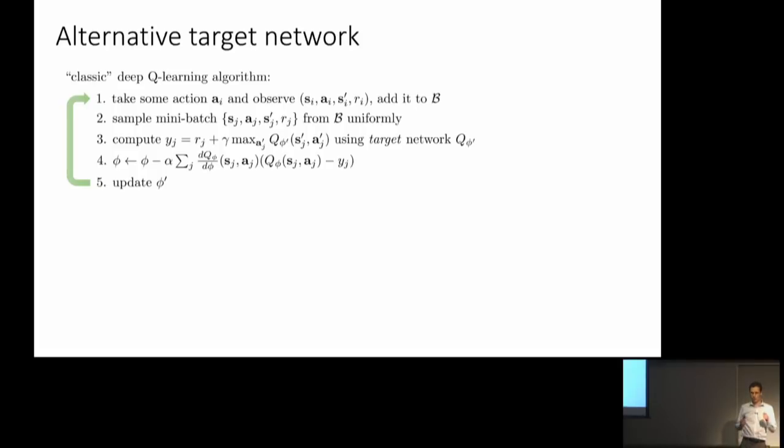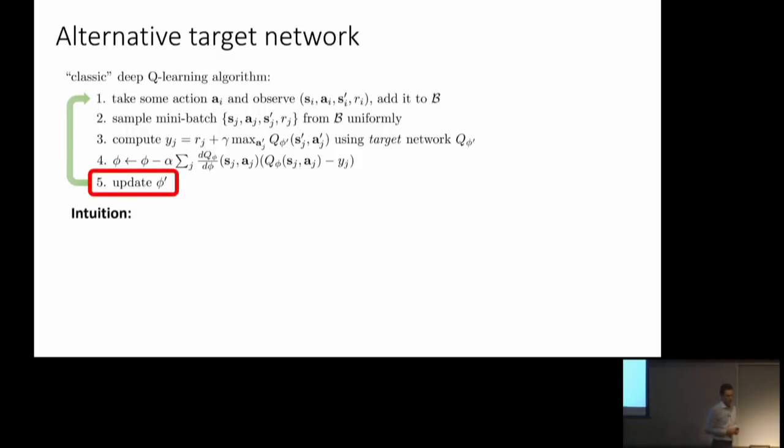Now, there are other ways to accomplish this goal of trying to stabilize the target values. The goal is just to make sure that the right-hand side of this regression, this y_j, isn't changing very rapidly. And there are other ways to do that. There are other ways to damp out the updates to the target values. So instead of just flipping the target value every, let's say, 10,000 steps, instead of simply setting phi prime to be equal to phi, you can update phi prime in different ways.